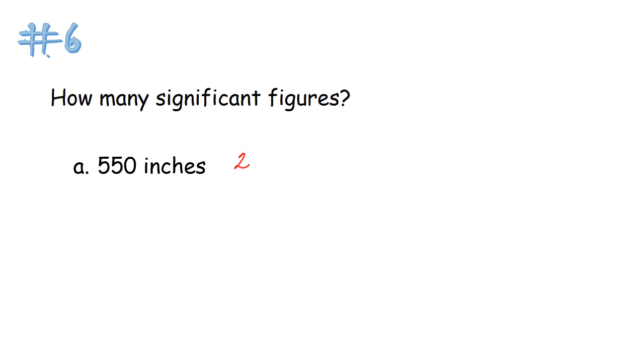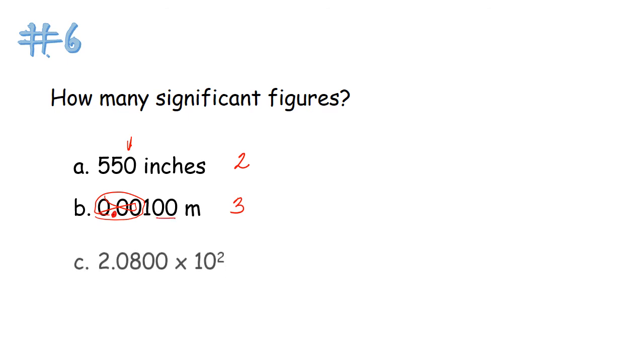This one should be 2. Trailing zeros count if and only if, you guessed it, there's a decimal point somewhere. This one has 3. These are leading zeros. They never count. These are trailing with a decimal point here. Everything in front of the times sign in scientific notation counts as significant.